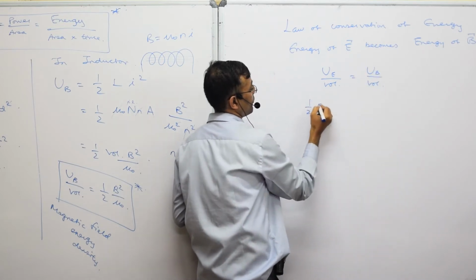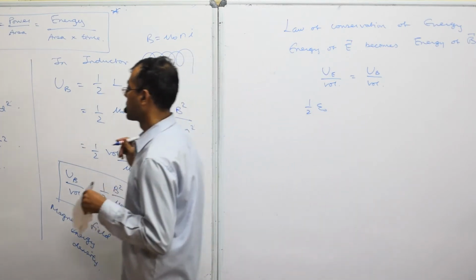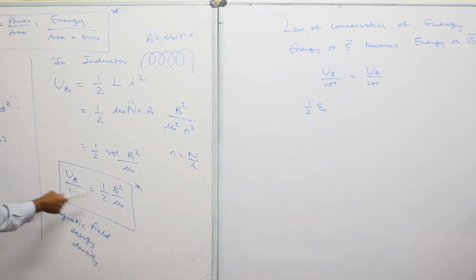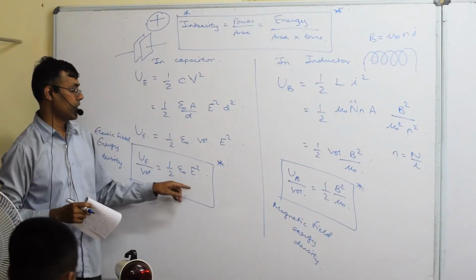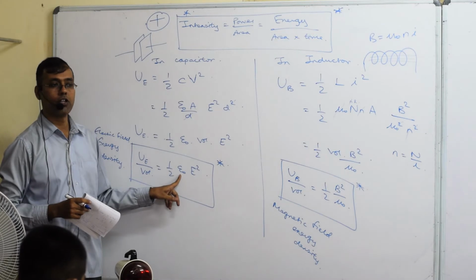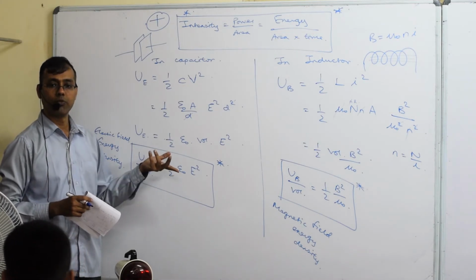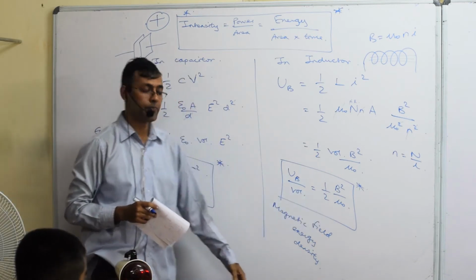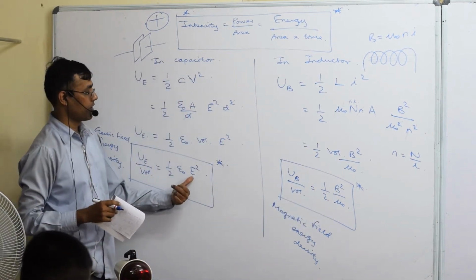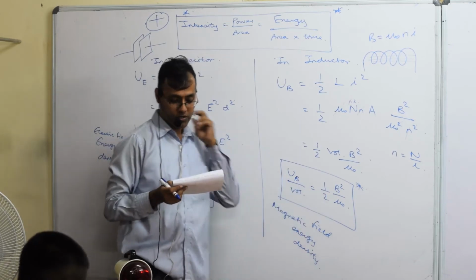So this is half epsilon naught. Again, try to see the similarity. If you see the similarity, it's very easy to remember. You have half epsilon naught E squared. Whenever you have epsilon naught, the mu naught will be in the reciprocal. So here epsilon naught is on top, which means mu naught will be in the bottom. Here it is electric field, so you put E square. Here you put B square.